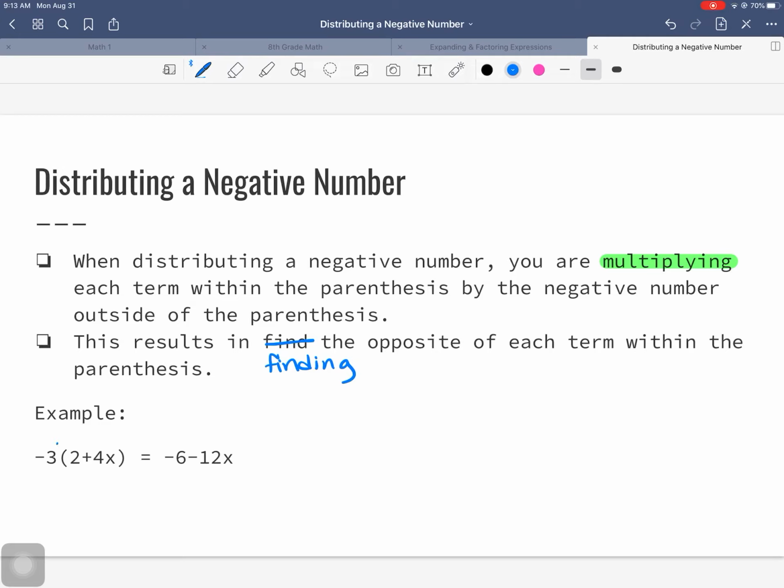All right, so here we have distributed our negative 3. Negative 3 times 2 is negative 6x. Negative 3 times 4x is negative 12x. So this will be your simplified version.